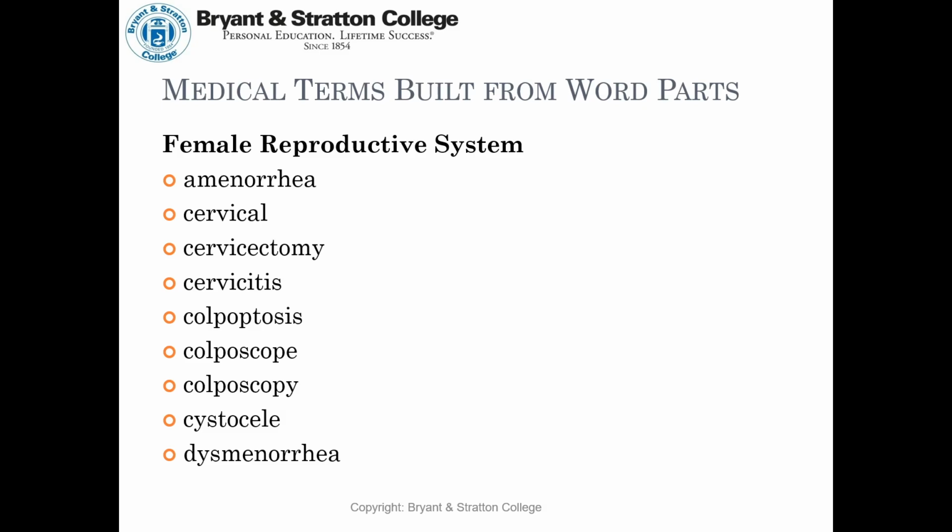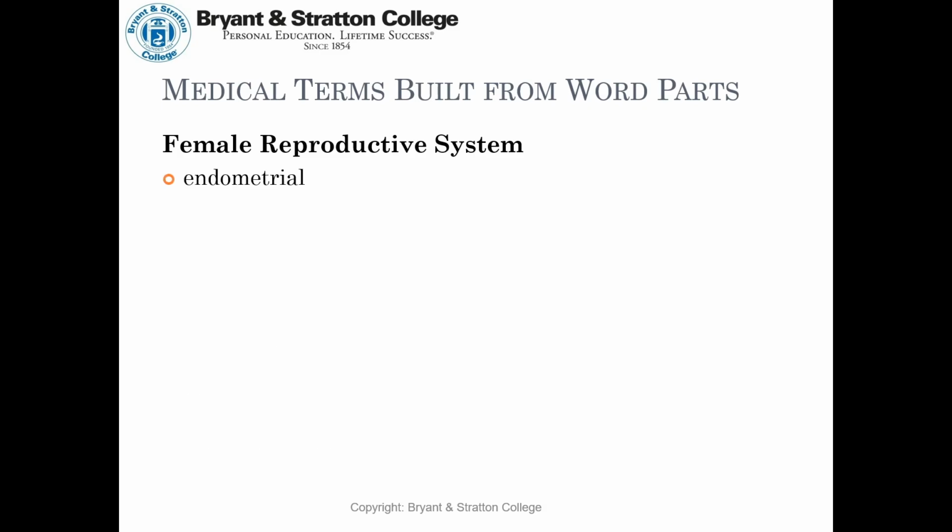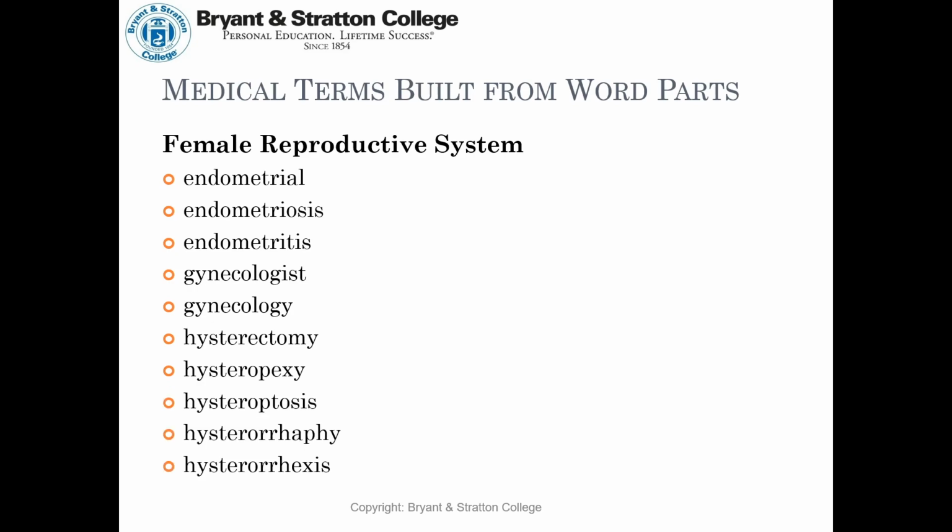lack of menstruation. Cervicectomy, removal of the cervix. Cervicitis, colpoptosis, colposcope, colposcopy. Cystocele. Dysmenorrhea is just another term for the dysfunction of the menstrual cycle. Through here, endometriosis is a condition involving several different things. It's a very, very painful condition.